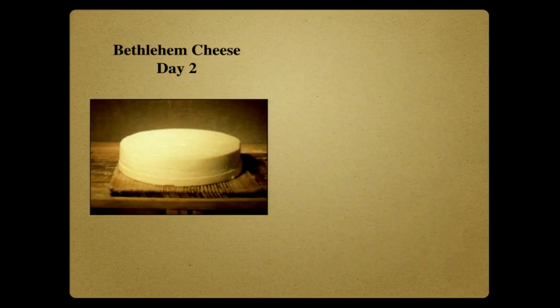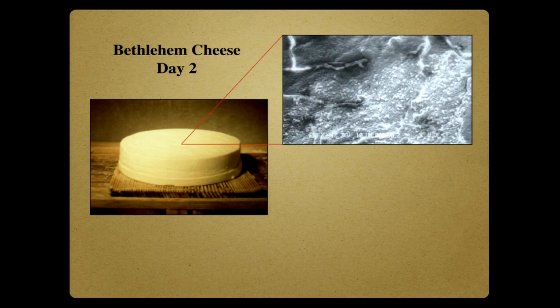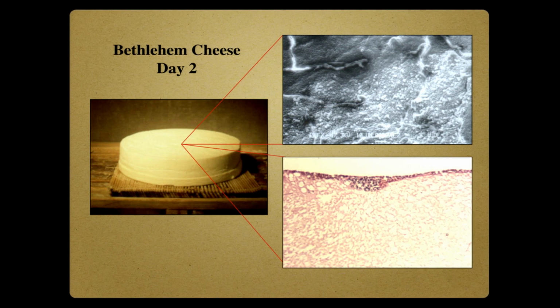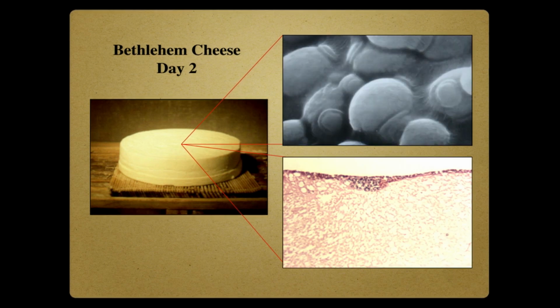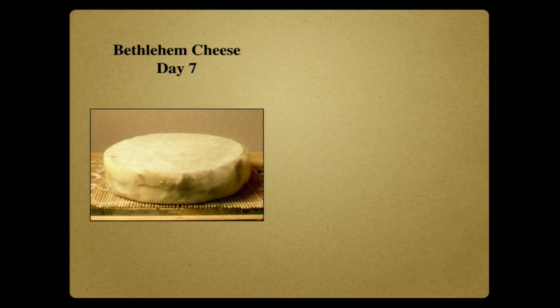But by day 2, something very dramatic has happened. So are you ready to see that? Same magnification. So there's something embedded in the rind. And we can see at the top also, there's something growing there. Basically, those are budding yeasts. Those are yeast cells that have grown into the rind. And then by day 7, there's a great change.